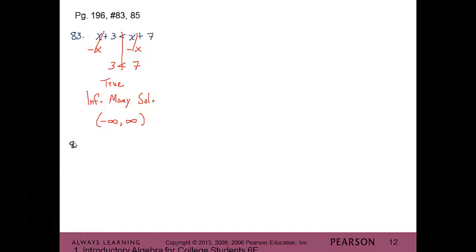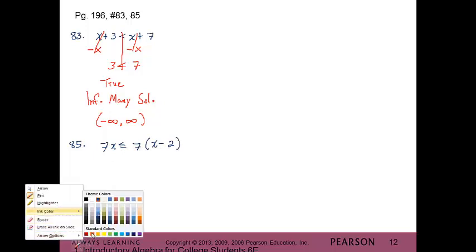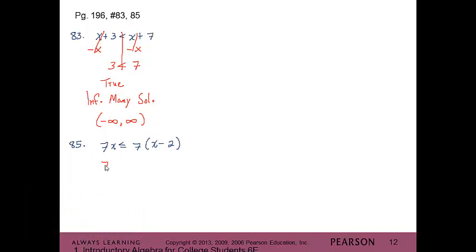And then number 85, we have 7x is less than or equal to 7 times x minus 2. So we're going to start by distributing the 7 on the right side. And we'll get 7x minus 14.